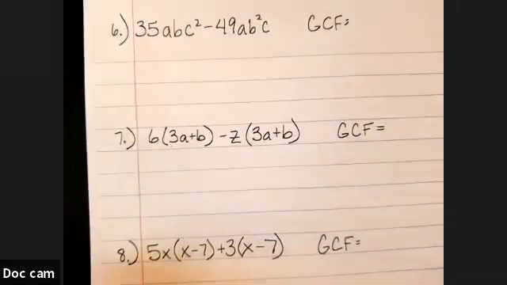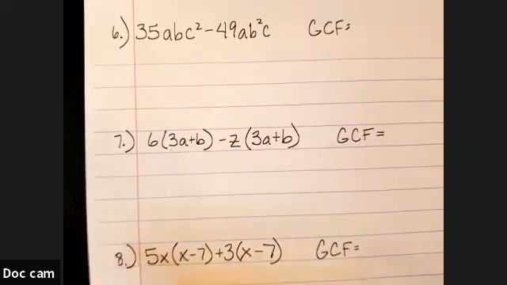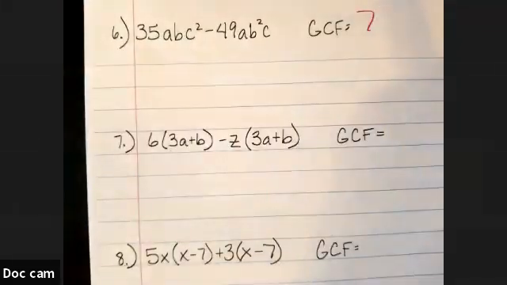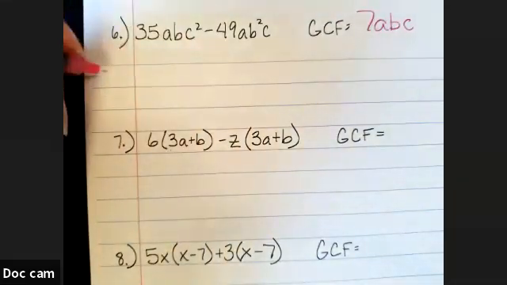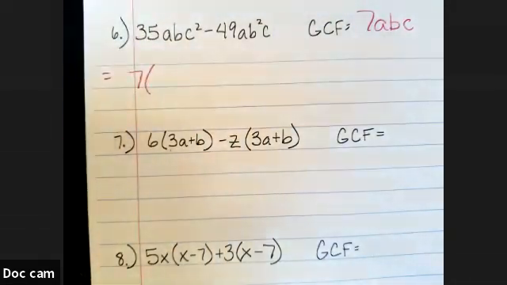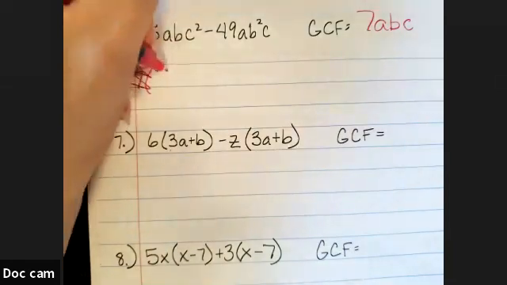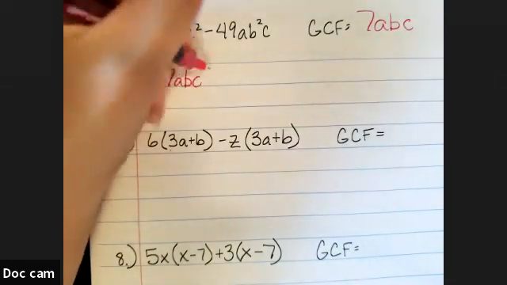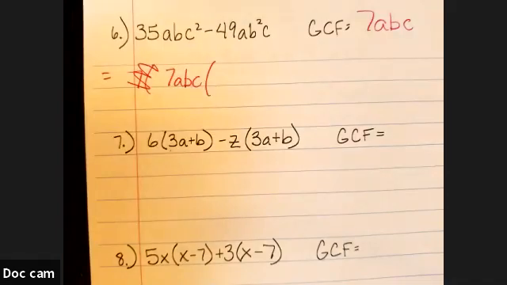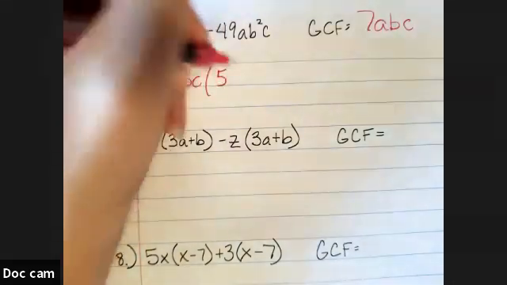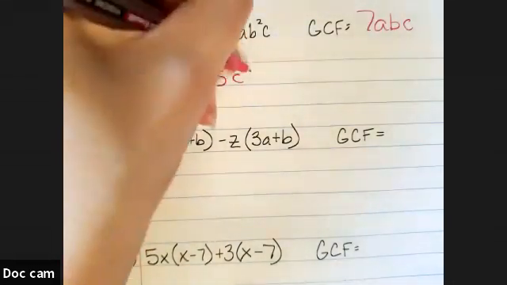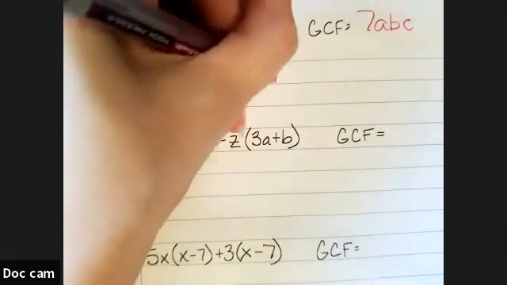For number 6, our GCF is going to be 7abc. That's going to leave us with 5c minus 7b.